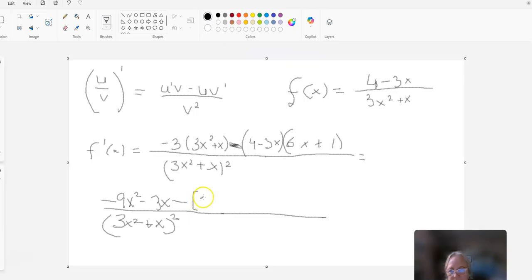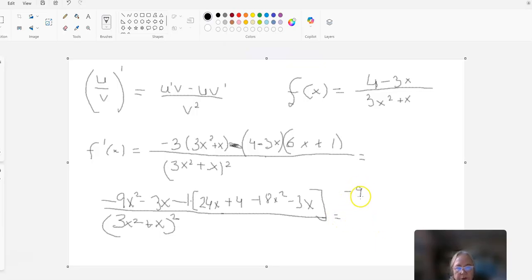4 times 6x, 24x, plus 4, minus, now I distribute negative 3x, 18x squared, minus 3x. And once we finish FOILing, now we are ready to distribute negative 1, which is over here. So everything in brackets must be multiplied by negative 1.